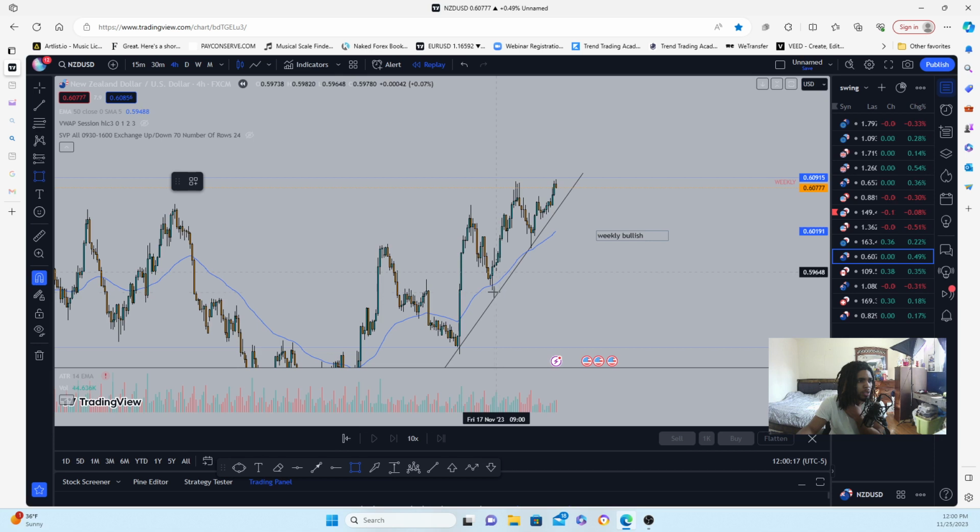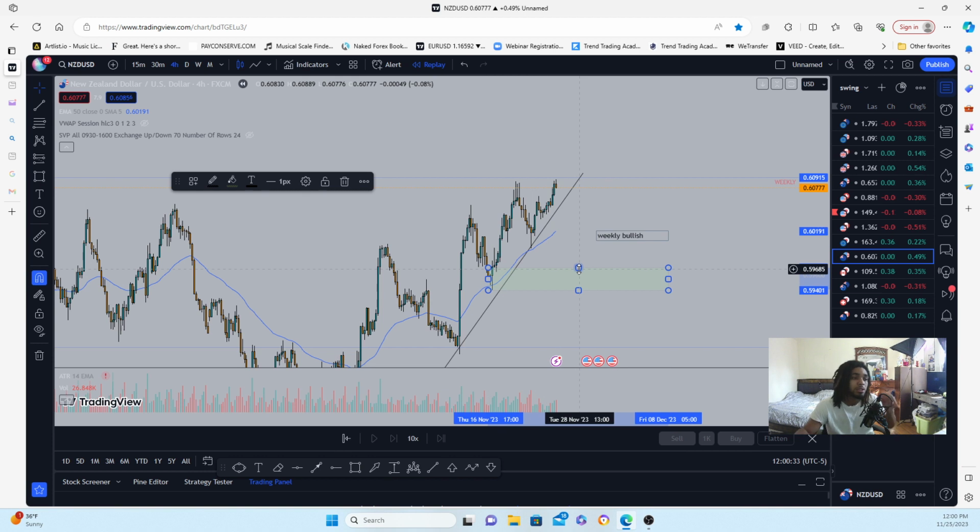Let's turn our magnet back on. Mark this last down movement before it went up. Boom. And we'll see what happens when price reaches back to this area.